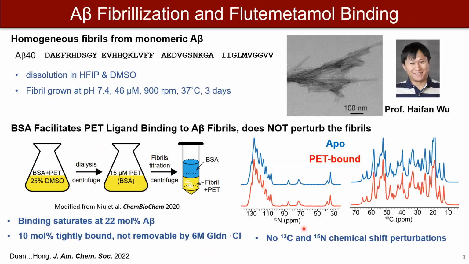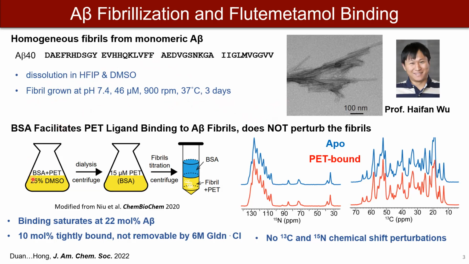To get our A-beta fibrils, we collaborate with Dr. Haifang Wu's lab in Wichita State University. The recombinant A-beta peptide is monomerized by sequential dissolution in HFIP and DMSO, and then fibrillized for 3 days. The resulting fibril is very homogeneous under transmission electron microscopy.